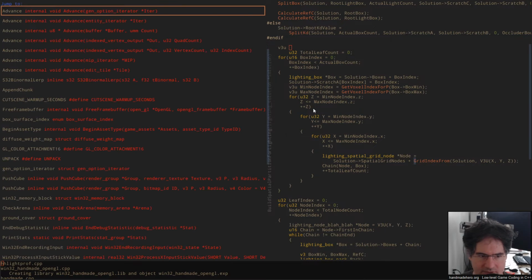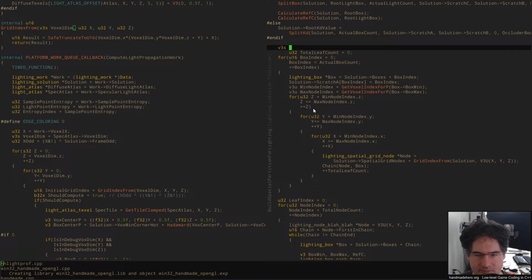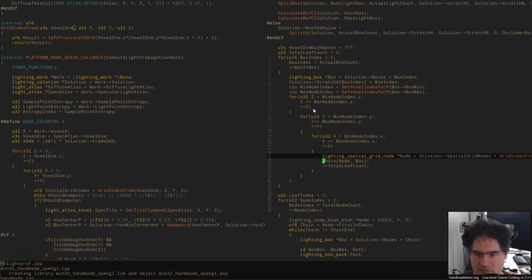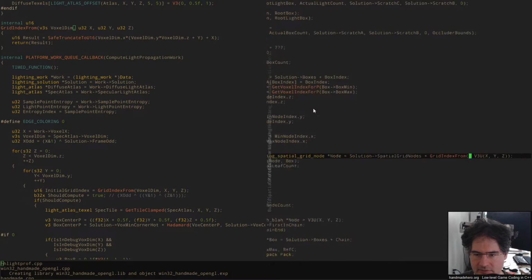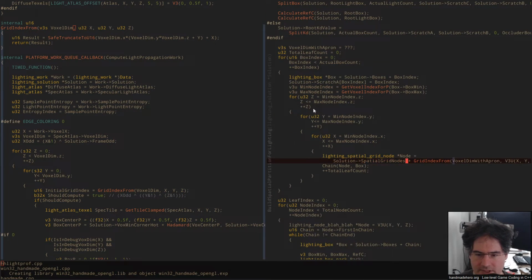But effectively what we need to do here is, when we have this grid index from, we want to pass the voxel dim in here. And so I need something that's like voxel dim with apron. And we need that to be something that we use to get these grid indices. So we need it to look like that, and I guess we'll figure out where we want these stored and how a little bit later.